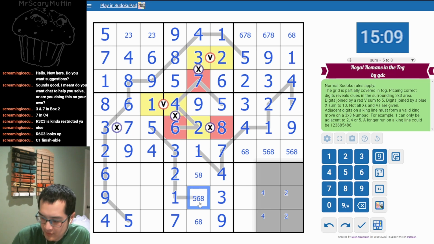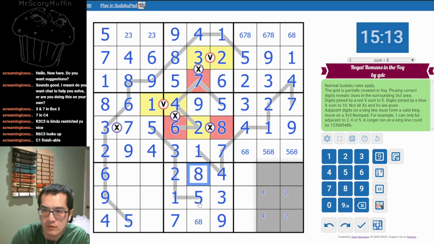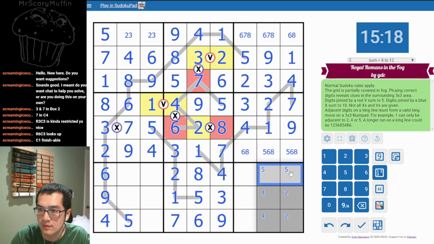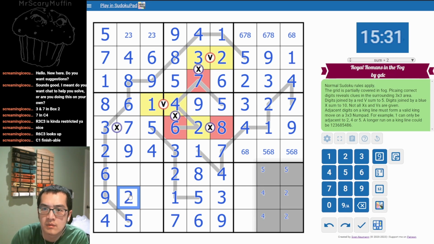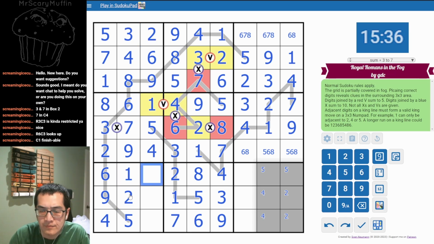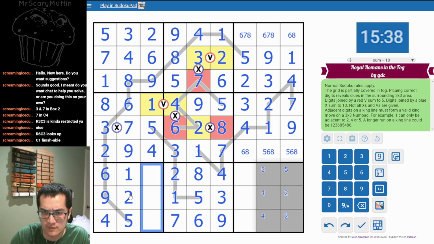Oh, this 1 can only go into a 5, can't it? No, it could go... Yeah, no, it can't go into an 8. What am I, crazy? That all? Is that it for the king lines? We were having so much fun. 2, 3, and a 1. Eight and a 3.